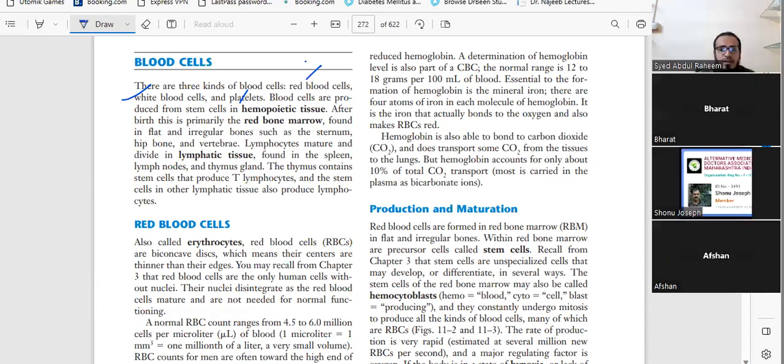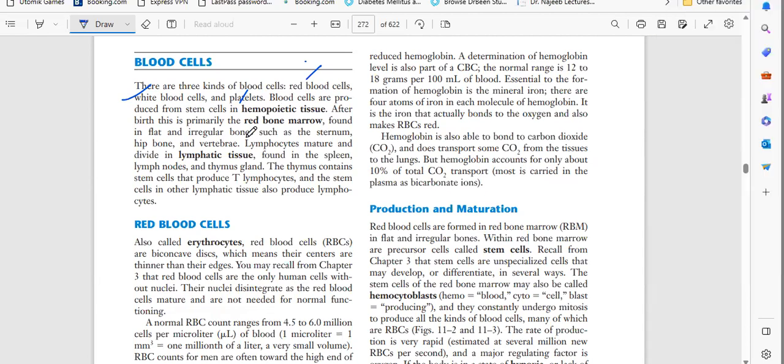At the primary level, from childbirth, it is produced by red bone marrow. Where is red bone marrow contained? It is contained in the irregular bones, like we have the sternum here.